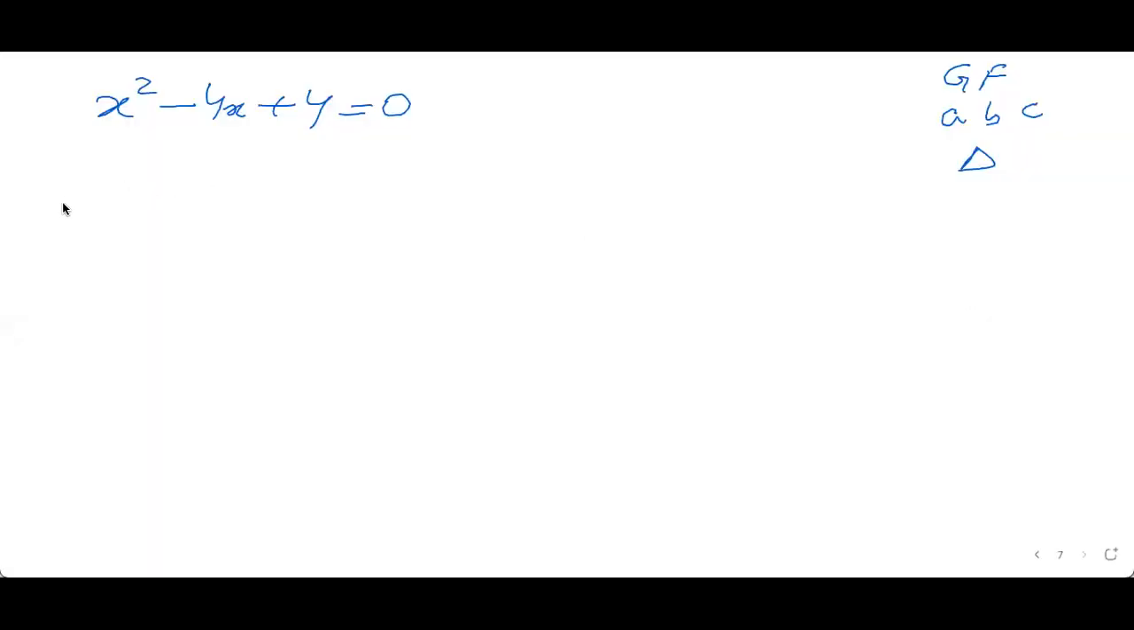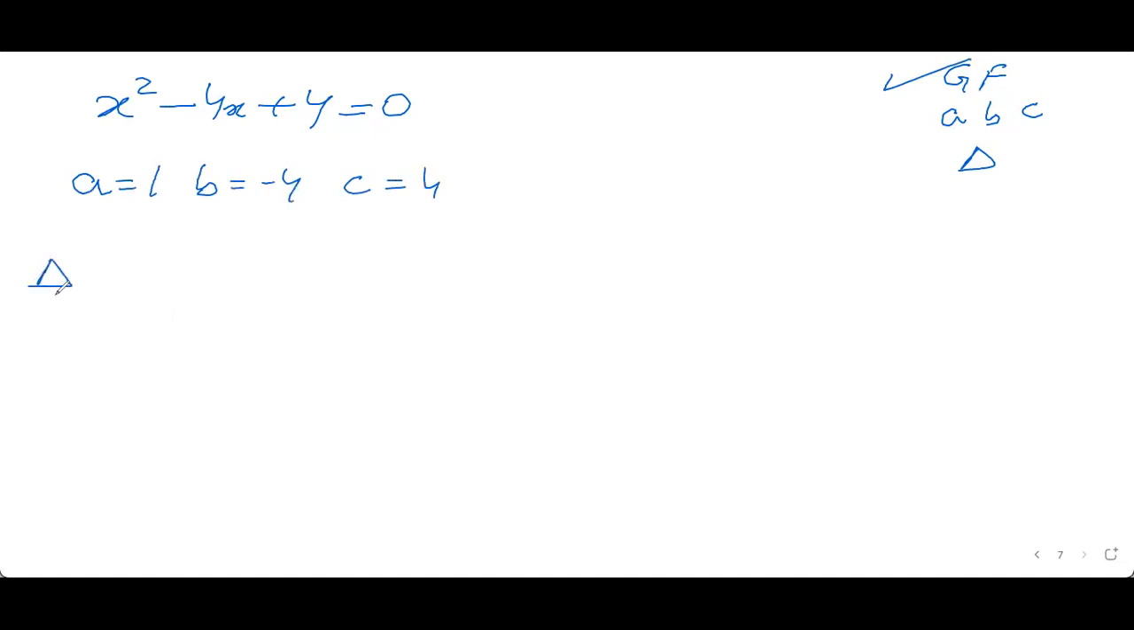Is the equation in the general form? Yes, it is, because we have an x square term, we have an x term, and we have a non-x term. Also, RHS is 0. It is in the general form. Because it is in the general form, we can say A is 1, B is minus 4, and C is 4. We know our A, B, and C.